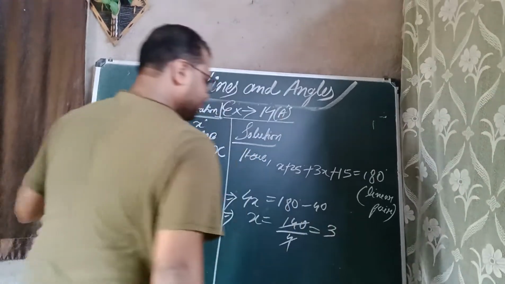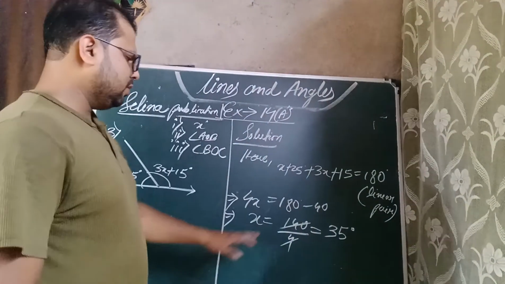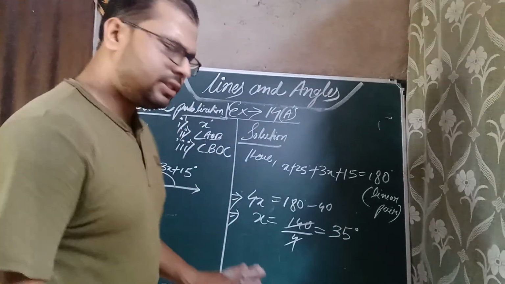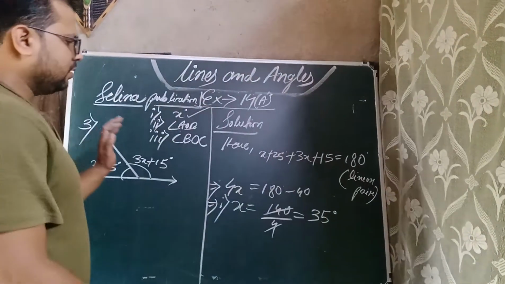4 threes are 12 and 4 fives are 20. Correct? 4 threes are 12, 2 left, 2 20, 4 fives are 20. x is equal to how much? 35. First part answer we have got.